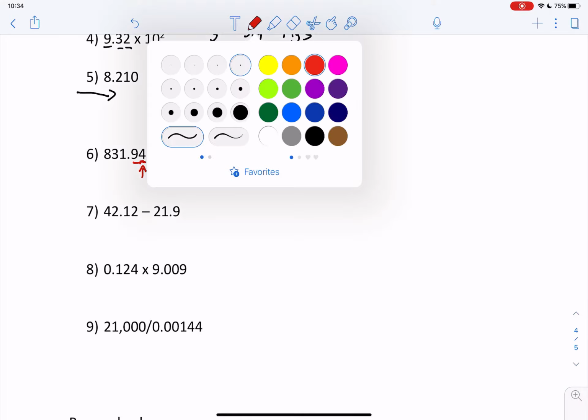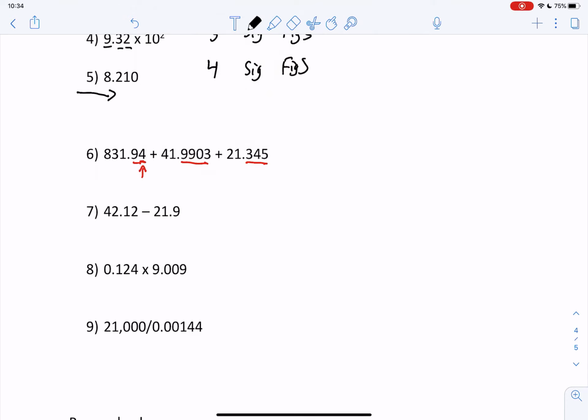You add that up, put it in your calculator, and you get 895.2753. Again, we want to round to that number, and the 5 is going to have us round up. So we're going to rewrite that as 895.28.